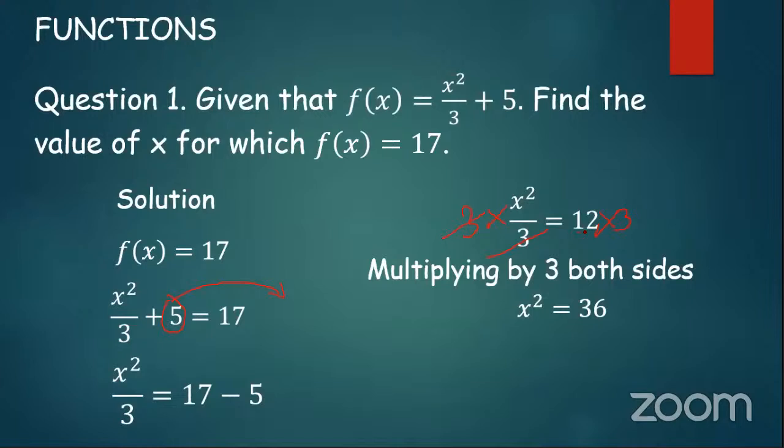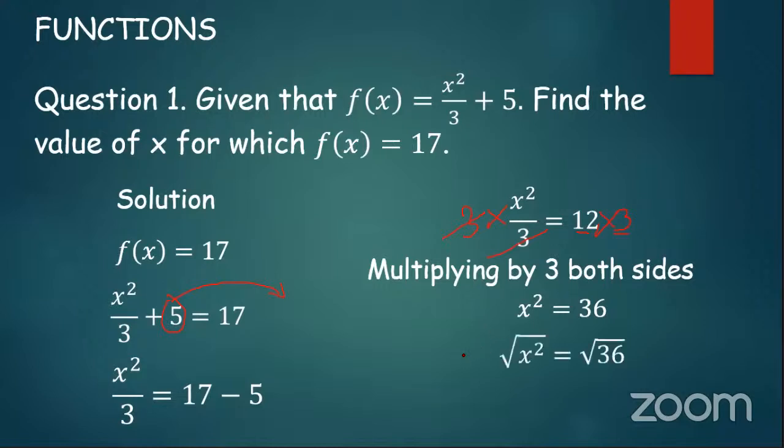What is 12 times 3? Geraldine? 36. Okay. So we are going to have x squared equaling to 36. And what do we do next from that? What would be our next step? We find the square root both sides. Yes.